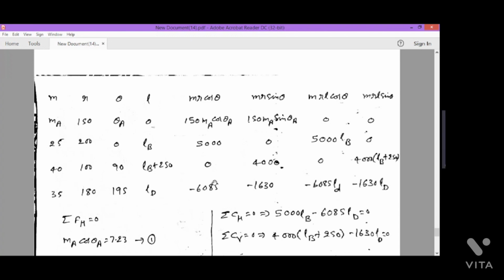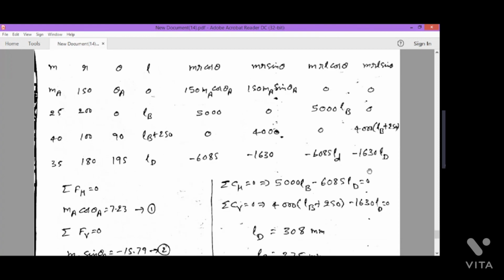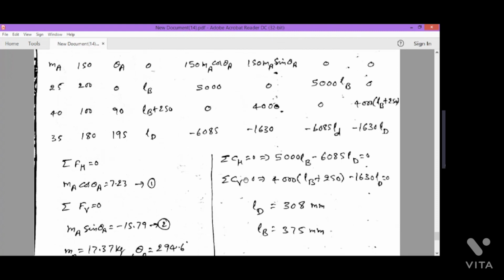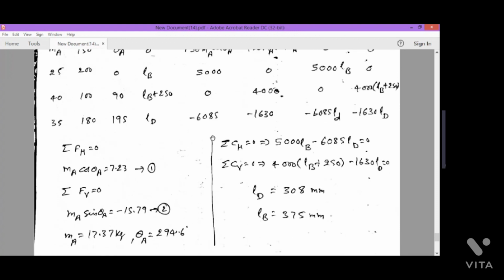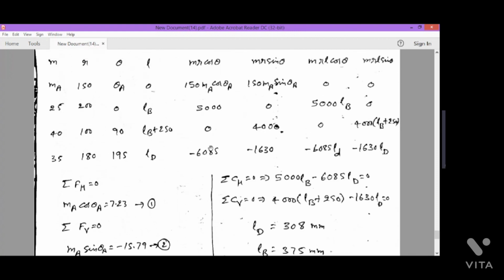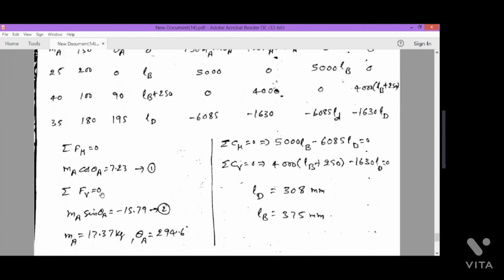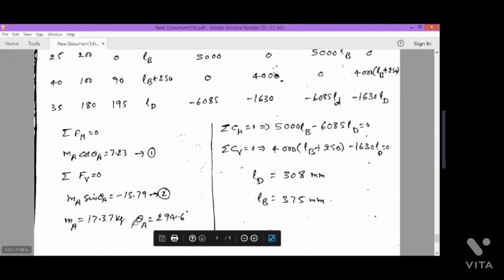Find MR cos theta all the components, MR sin theta all the components, MRL cos theta, MRL sin theta. Then equate the net resultant to 0. So net horizontal force 0. That means sum of all these four components equal to 0. You will get one equation. Sum of all these components is equal to 0. Second equation. So solve these two equations. You will get MA and theta A.